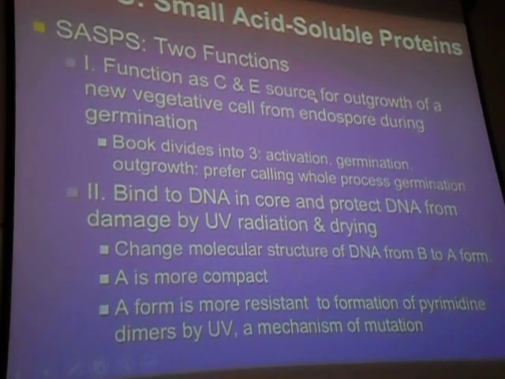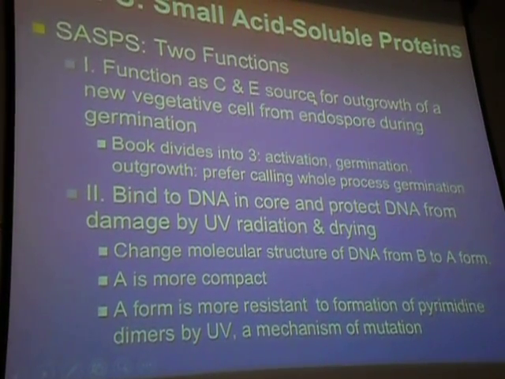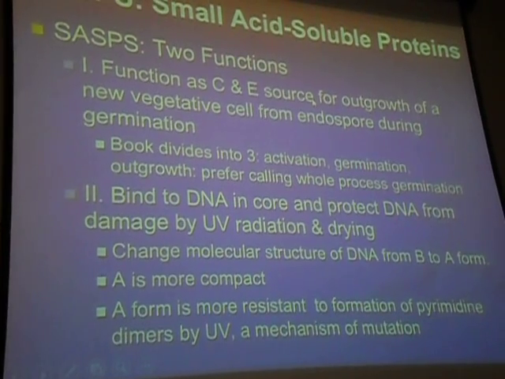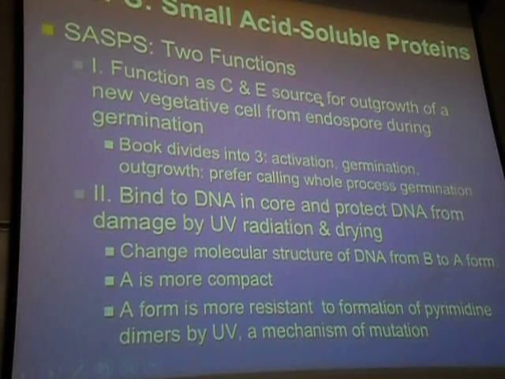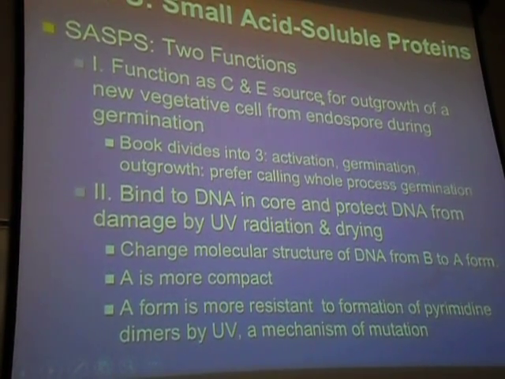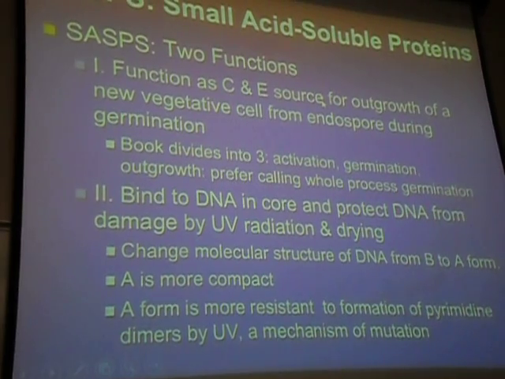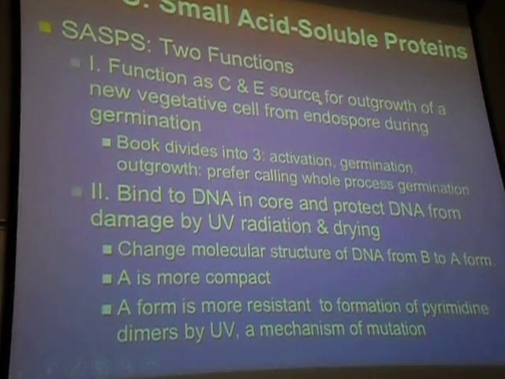Okay, small acid-soluble proteins. These small acid-soluble proteins, remember, they appear in high concentration at the same time as dipicolinic acid is increasing in concentration, complexing with calcium, making that cell more dehydrated, more mature, because as it's more mature, it becomes more and more dehydrated.